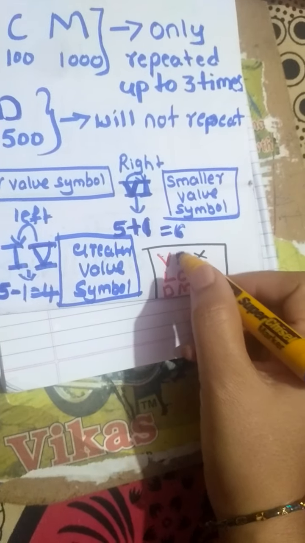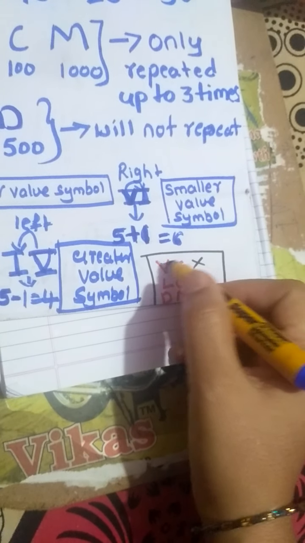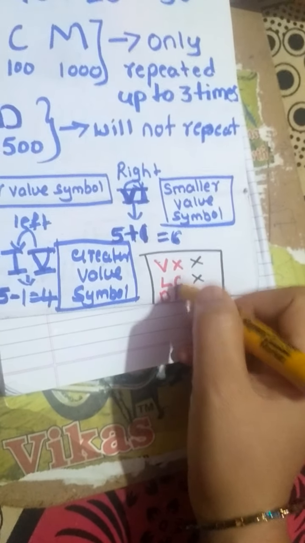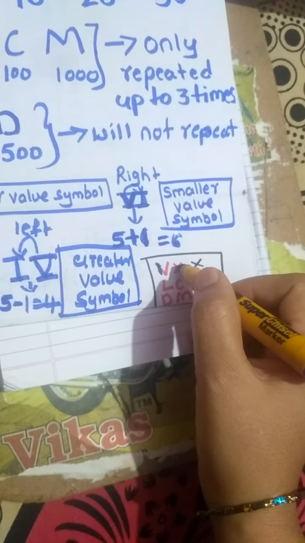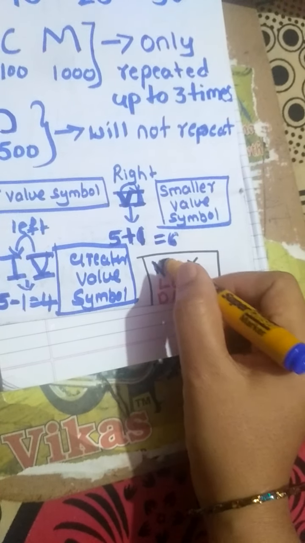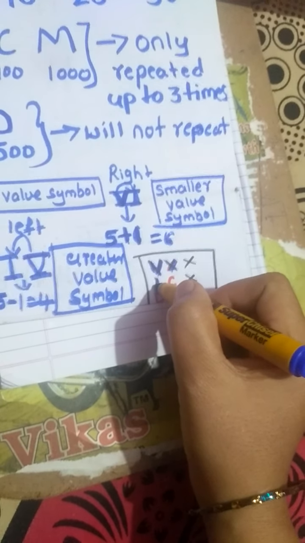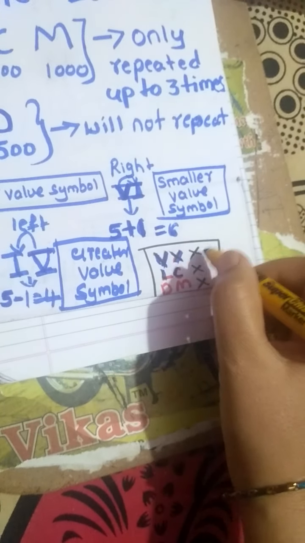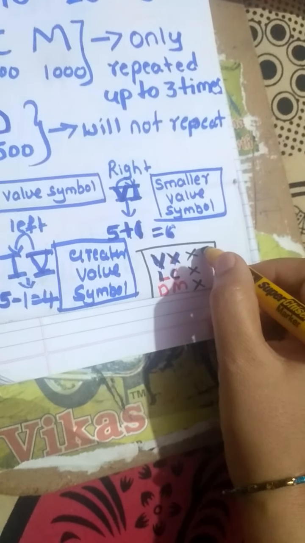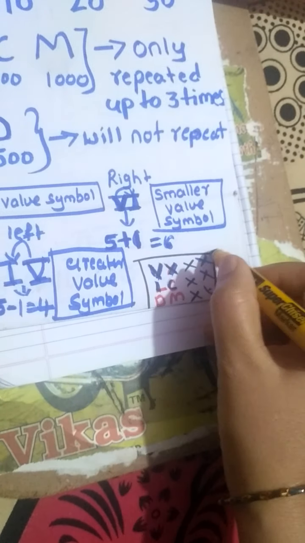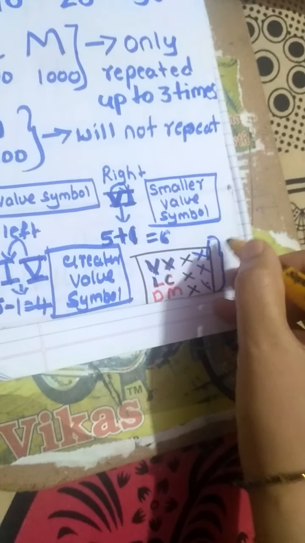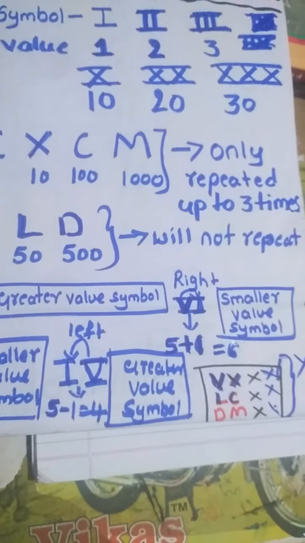And when we write a greater value to the left of the smaller value, we can't write like this. 5 minus... 5 and 10 is there here. 50 and 100. We can't write this. This cannot be written in the Roman system. So, this is totally wrong. We can't write like this. So, you should not write this in the Roman system. So, you have to keep all these rules in your mind.